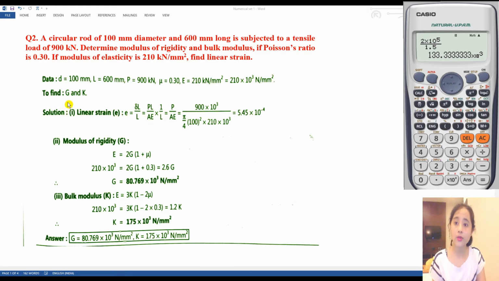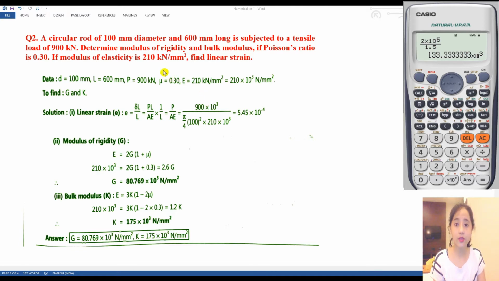Okay. Now we need to find G. What is G? G is modulus of rigidity. K is bulk modulus. So we need to find G and K. Now first let us find G. See here the relationship for modulus of rigidity. The relationship is E equals 2G bracket open 1 plus mu, right? We know the value of E. We don't know the value of G, and we know the value of mu, which is Poisson's ratio.